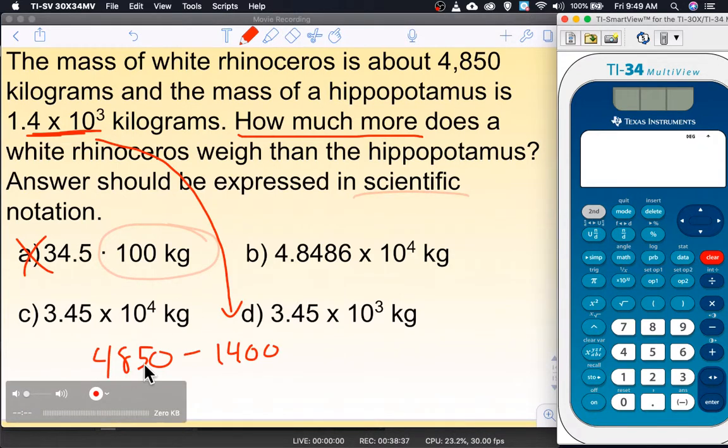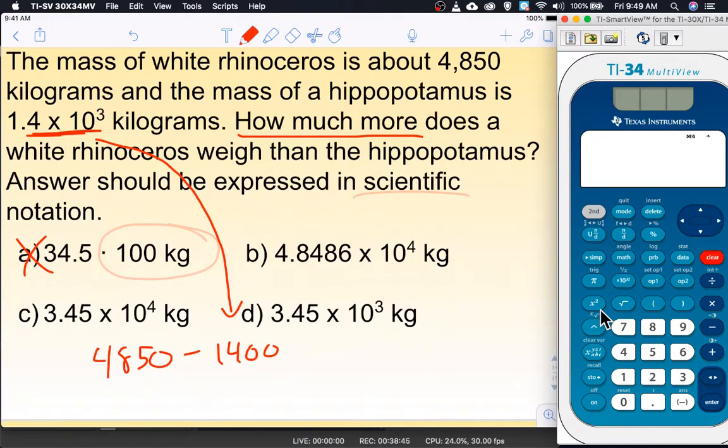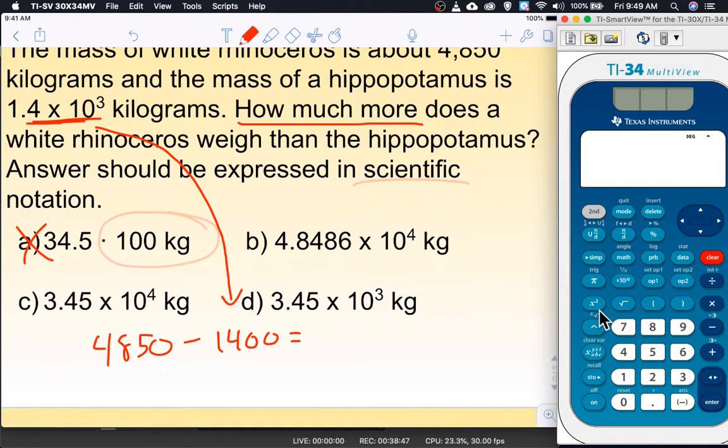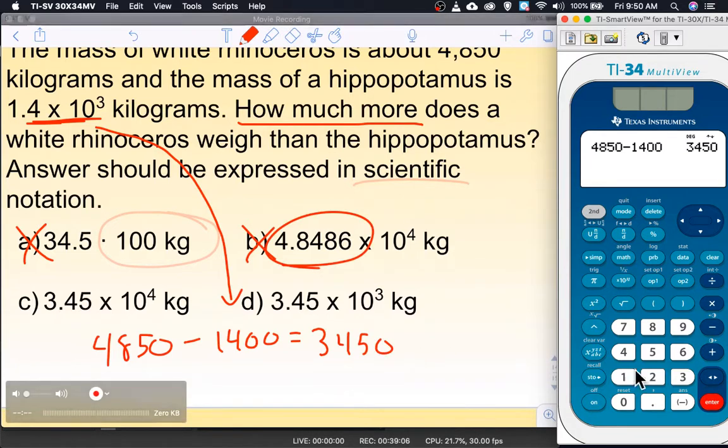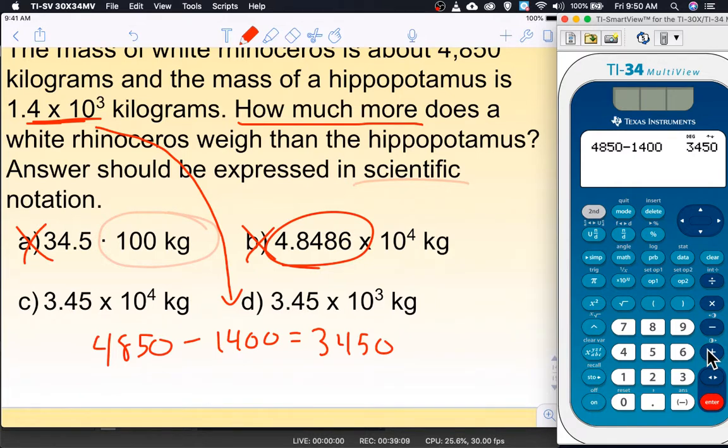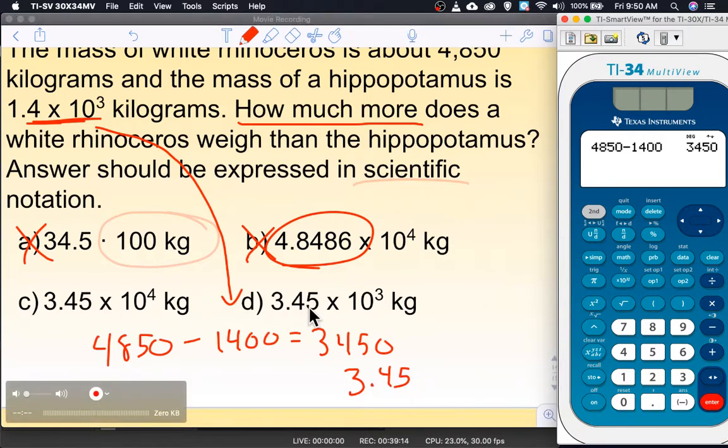Now I can see that the rhino weighs a lot more than the hippo does. So I'm going to subtract, and that gives me 4,850 minus 1,400. Actually, I could have done this in my head now that I think about it. It's going to be 3,450. Which means we can eliminate choice B because that has the wrong decimal piece. I know this 3,450 in scientific notation is going to be 3.45, like letters C and D have.